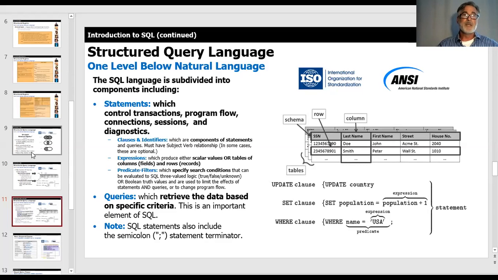Again, statements which control transactions, program flow, connection sessions, and diagnostics. You've got clauses and identifiers, expressions, and predicate filters. Mainly what most of us are familiar with are what are called queries, and we're going to give you a couple of examples of those as we get towards the end. SQL statements generally have a semicolon as the statement terminator. So there's a table at the top, underneath it there is a diagram, and underneath that is an example of just a statement, something to look at.